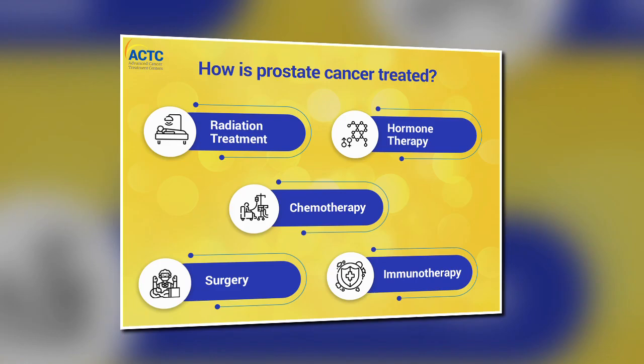Radiation therapy. Radiation kills cancer cells. Radiation can be given from a machine that moves around your body, or a doctor might put a source of radiation directly into the prostate gland.